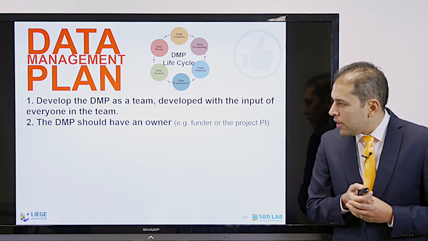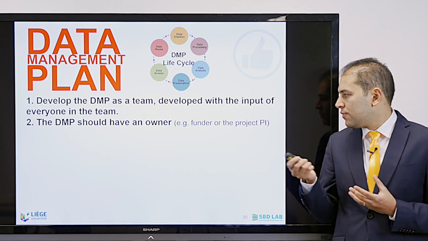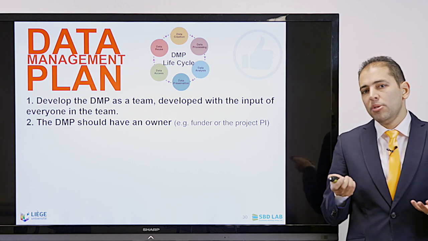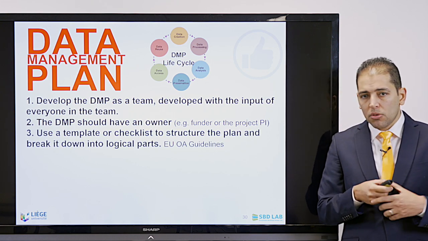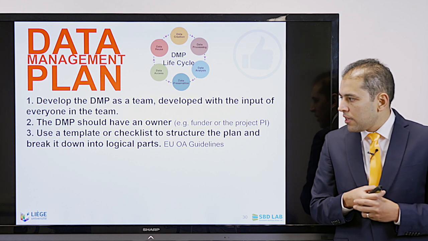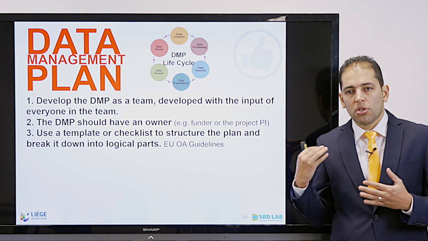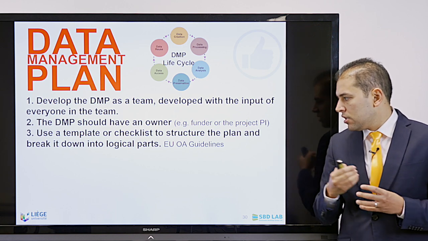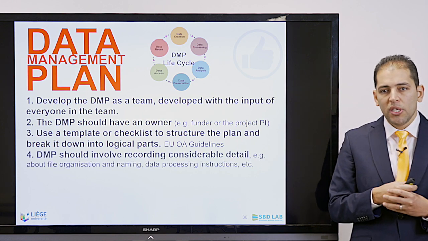The data management plan should have an owner. So at the end of the day, don't forget that the funder of the project or the principal investigators, they will be the owners of the data. It depends on the rules. Also, you have to use a template or a checklist to structure the plan and break it down into logical parts. I strongly advise you to use the structure of 6 items that I showed you in this presentation. If not, you can have the European Union Open Access Guidelines. They are also providing a template.